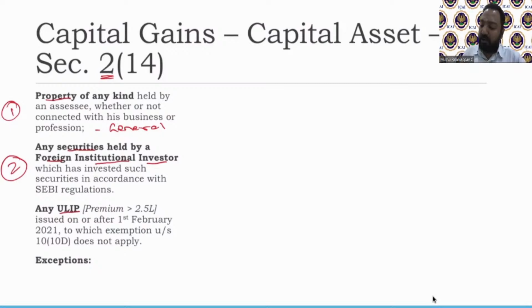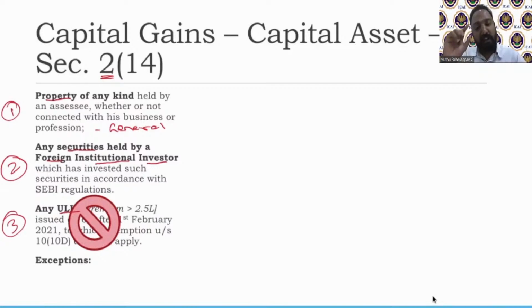Now, whether you have understood this or not, we are going to move forward. Why? Because this ULIP is not covered in your intermediate. It is only for your final. So just for your understanding, there is another category which will be discussed in detail when you are doing final. So as far as intermediate, concerning your May 23 exams and for your inter exams, we are not going to discuss about ULIP because it's not required.